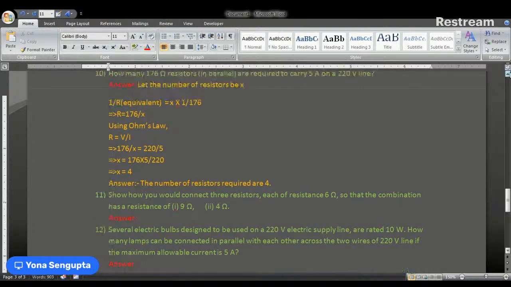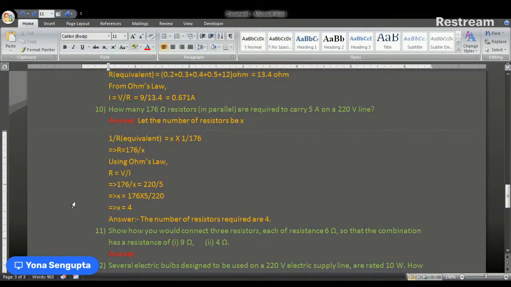Okay, so number 11 says: show how you would connect three resistors, each of resistance 6 ohm, so that the combination has a resistance of, first, 9 ohm, and the second one, 4 ohm. Let us find out how we are going to do it.